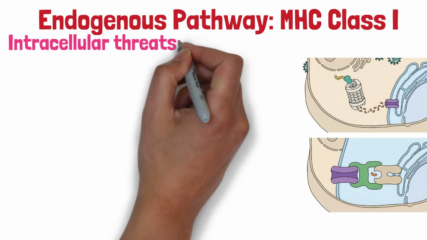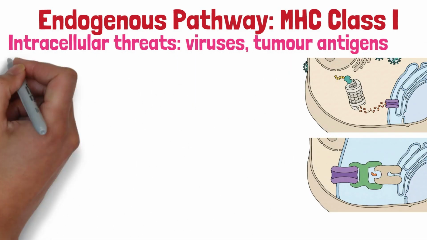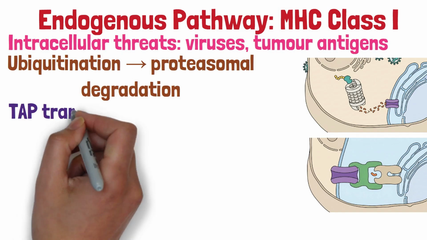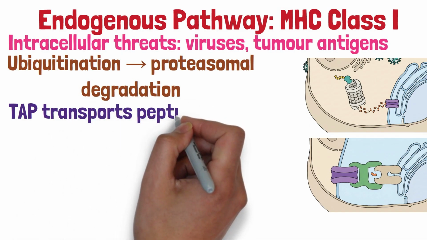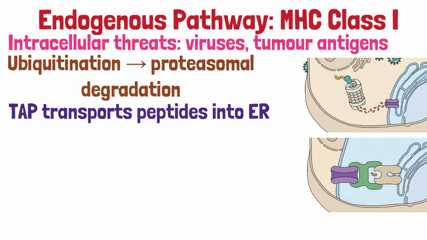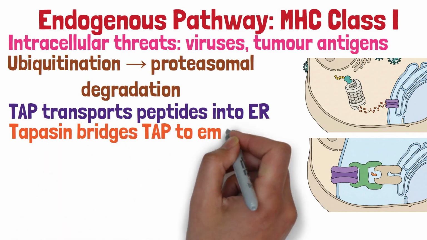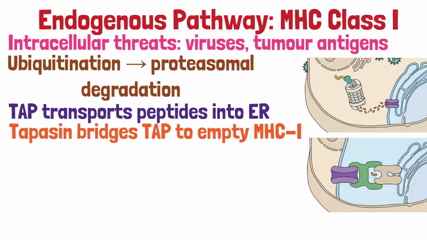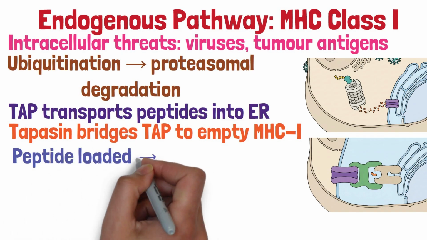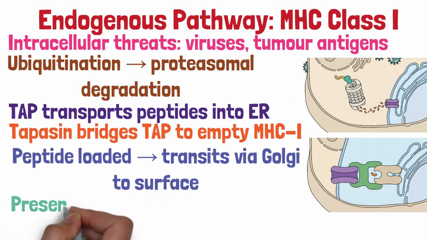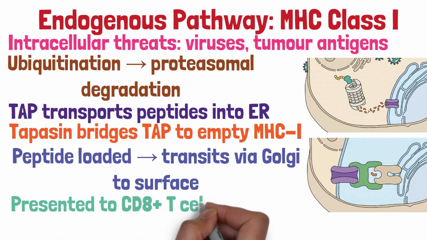Here, intracellular threats like viruses or tumor antigens get tagged by ubiquitination, which marks them for destruction by the proteasome. The resulting peptide fragments are then carried into the ER by a dedicated transporter, TAP, the transporter associated with antigen processing. Once inside the ER, a molecule called tapasin bridges TAP to an empty MHC-I molecule, which is what actually facilitates peptide loading. Once that stable peptide-MHC-I complex forms, it transits through the Golgi to the cell surface, where it's presented to CD8-positive T cells.